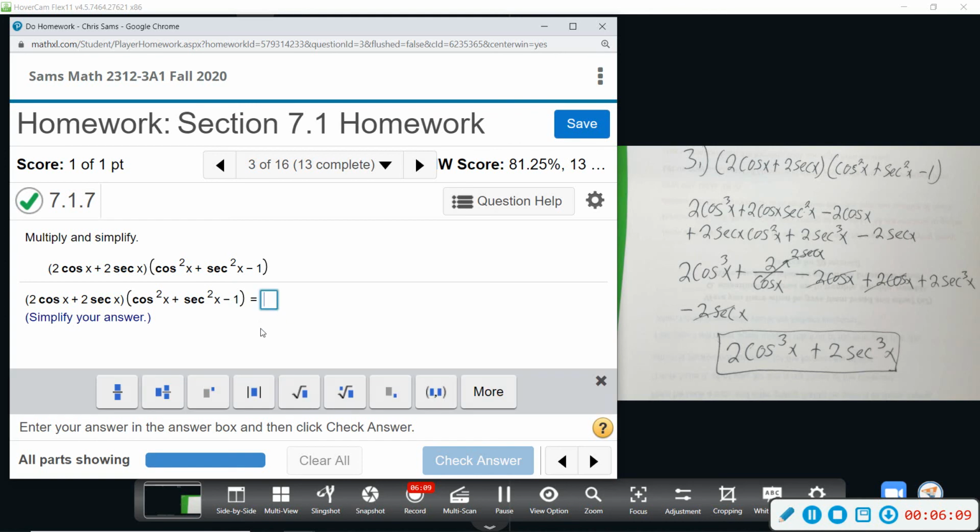Did I hit enter? Did I delete it? 2 cosine to the third x plus 2 secant raised to the third x. Maybe I hit delete.